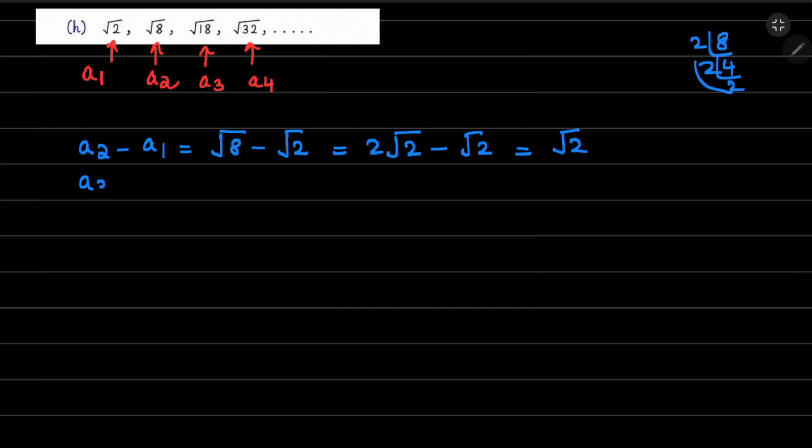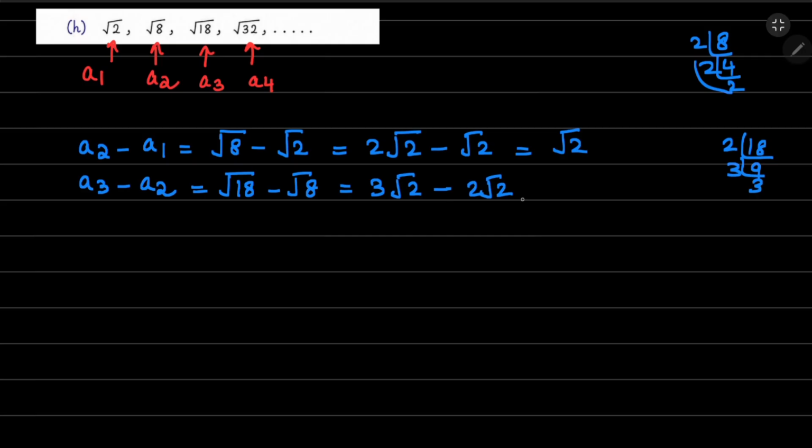Okay. So what is A3 minus A2? Root of 18 minus root of 8. So root 18, 18 again you can do the factorization. So 2 9s are 18. Again 3 3s are 9. So root 18 is nothing but 3 root 2 minus what is root 8? 2 root 2. Okay. So 3 minus 2 is 1. Again this is equal to root 2.